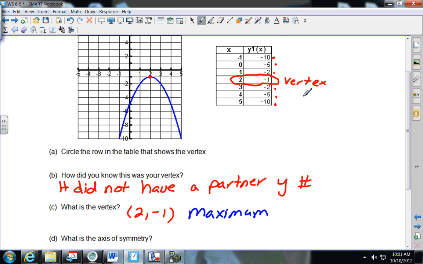Axis of symmetry, where you fold the parabola in half. Here is my axis of symmetry. It's x equals whatever the x number is of the vertex. X equals 2.